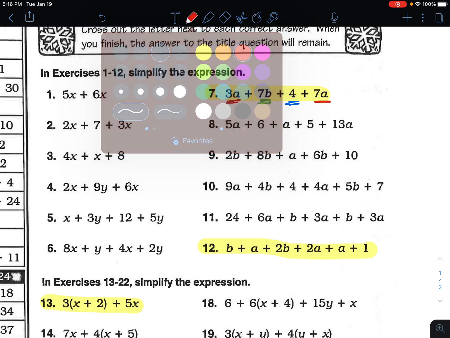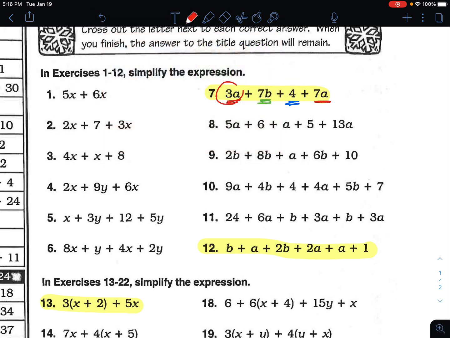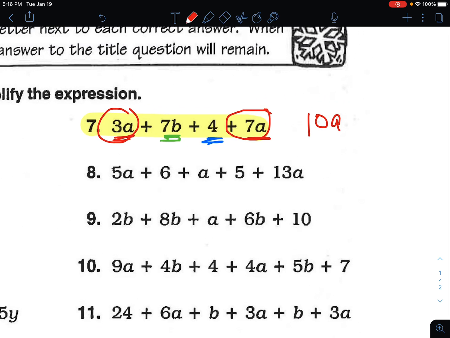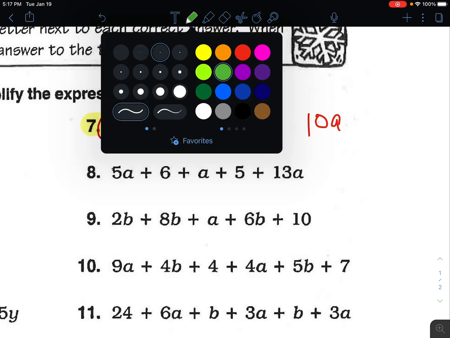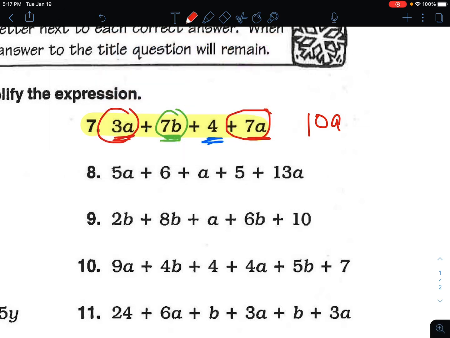So 3a, just positive 3a. You also have 7a, which is positive, so 3a plus 7a is just 10a. 3 plus 7 is 10. So that's 10a. And then we have 7b, which is all on its own. And then we have 4. So our answer should be 10a.